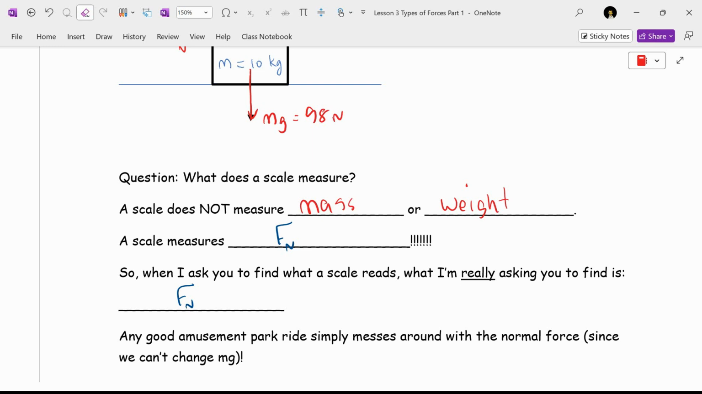We can make you feel heavier. We can make you feel lighter. Has your mass actually changed? No. Has gravity, your weight, actually changed? No. What's changed? Normal force. Put your pencils down, look up.